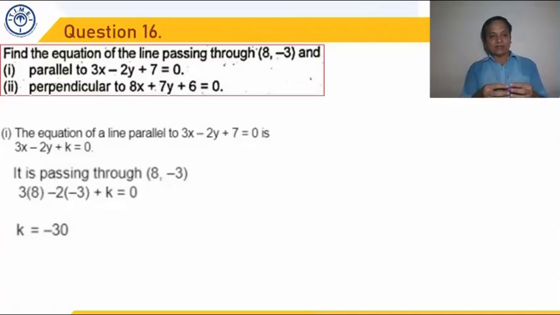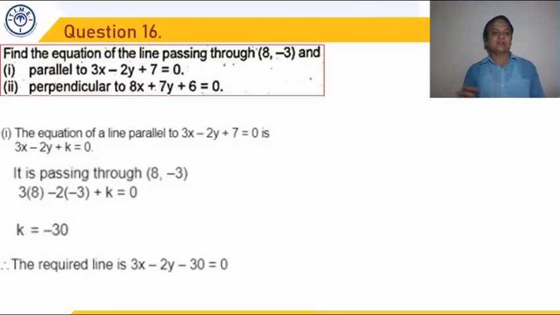We put back this value of k into the assumed equation. So we get the equation of the line which is parallel to the given line and passing through (8, minus 3) as 3x minus 2y minus 30 equal to 0. So any line parallel to 3x minus 2y plus 7 equal to 0 is of the form 3x minus 2y plus k equal to 0. And since it's passing through (8, minus 3), this point will satisfy the equation of the line.